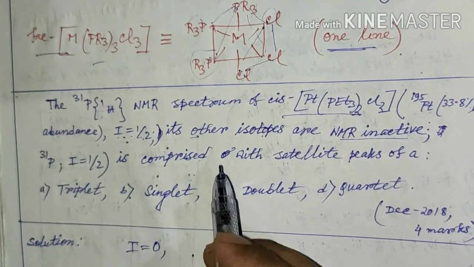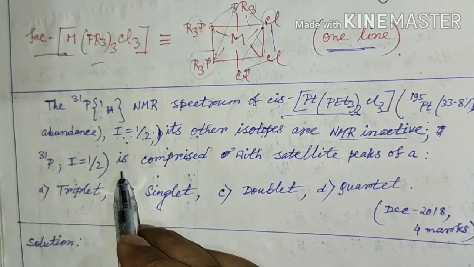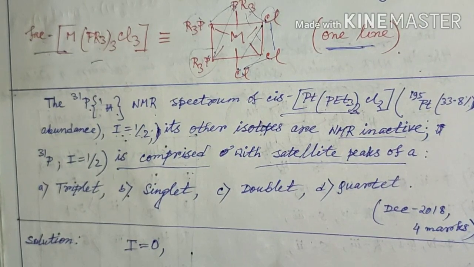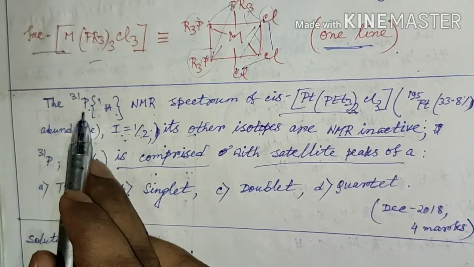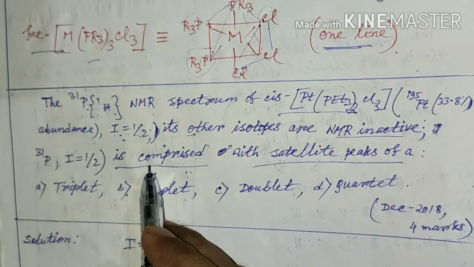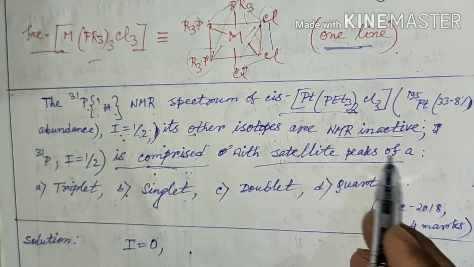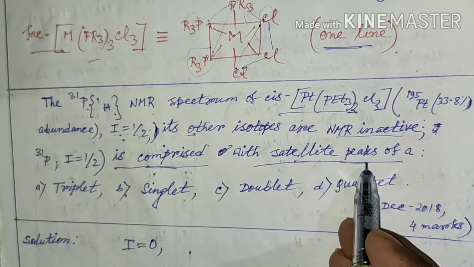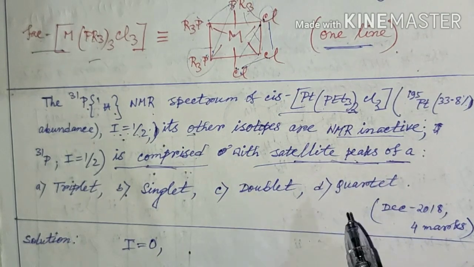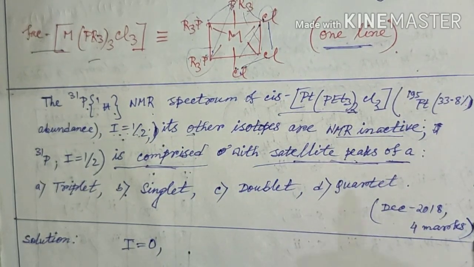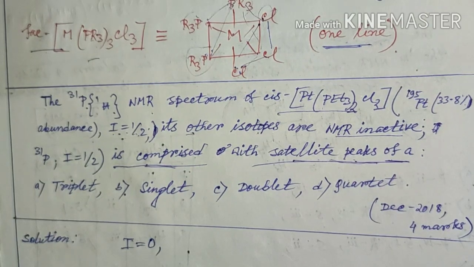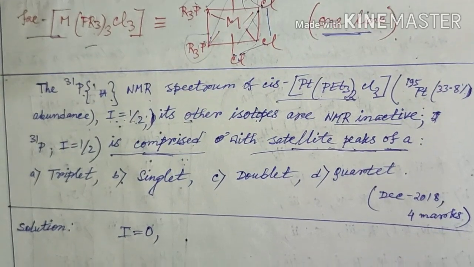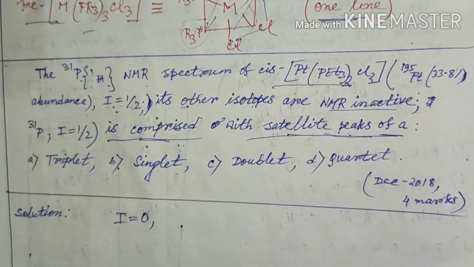Now we have to identify for this complex the main peak which is associated with satellite peaks. Just understand carefully that it is given that the 31P NMR of this complex is comprised of satellite peaks, that means we have to identify the main peak which is associated with satellite peaks. That means the main peak is a singlet, doublet or triplet, and it is associated with satellite peaks. Is it clear? You have to first carefully understand the question, then it is very easy to solve.